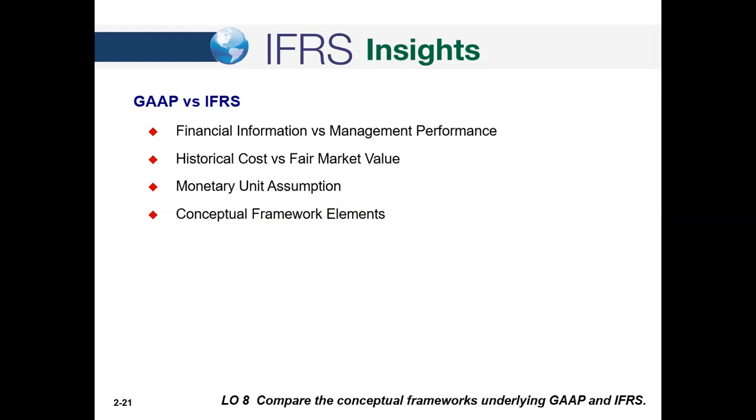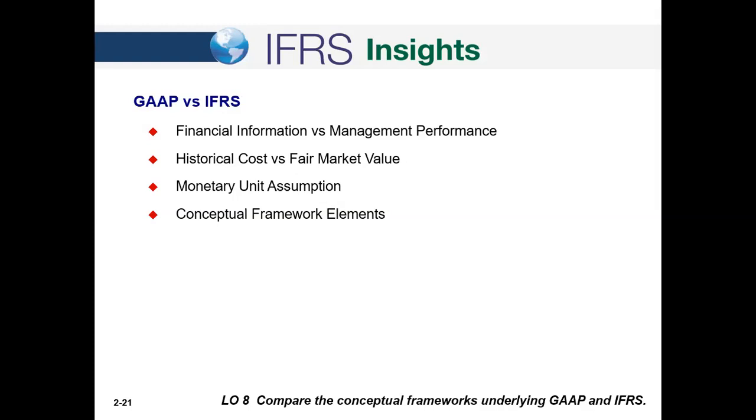The monetary unit assumption differs between GAAP and IFRS because in the United States, where we use GAAP, our monetary unit is the US dollar, whereas IFRS represents a much broader global business community and can include many different monetary units, right? We gave some examples earlier: the euro, the Dutch krone, the Japanese yen. So several different monetary units are used under IFRS.